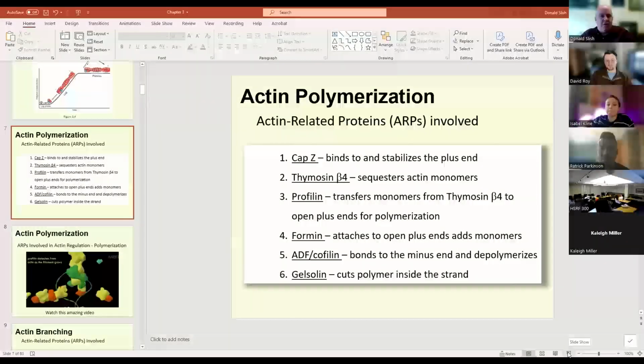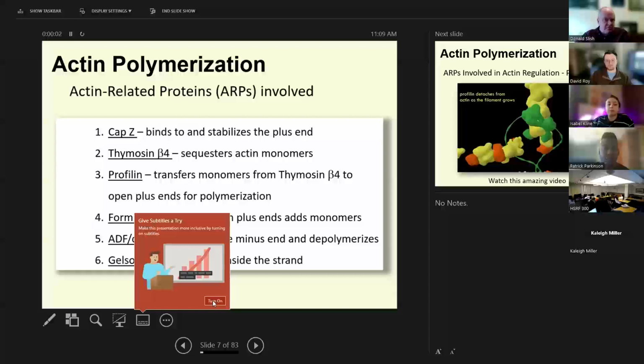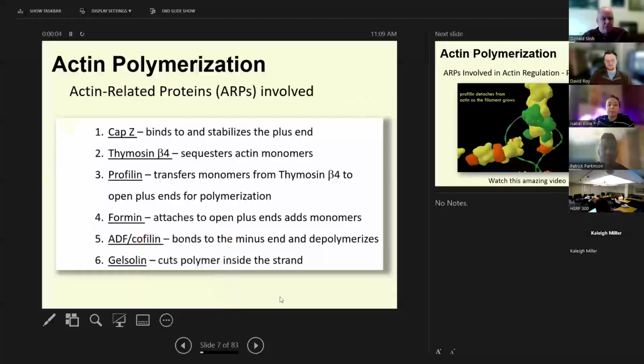Okay, quick review of last Wednesday's lecture. So these proteins are called ARPs, actin-related proteins, and these are what are going to be actually doing the polymerizing and depolymerizing of the microfilaments. So these 4 are the polymerizers. These 2 are the depolymerizers. So formin is the enzyme that's actually adding the monomers.